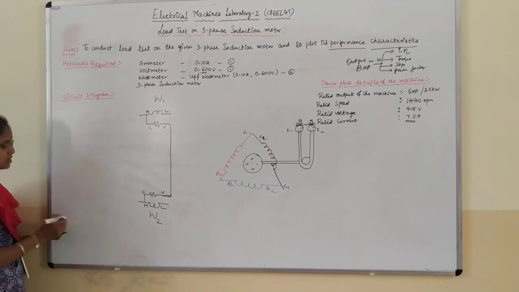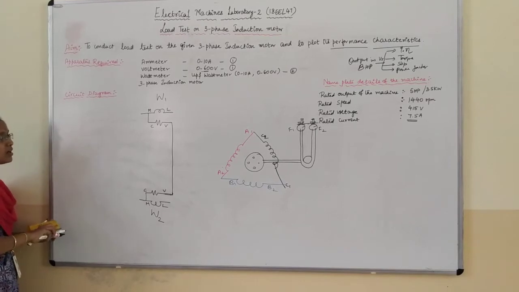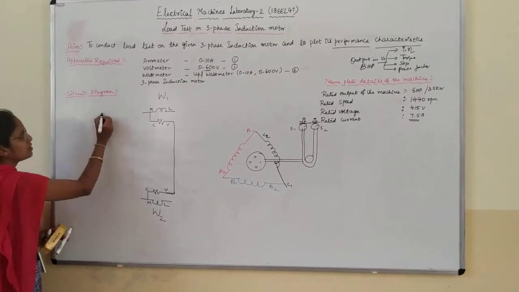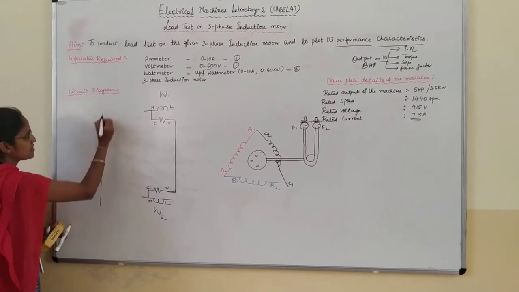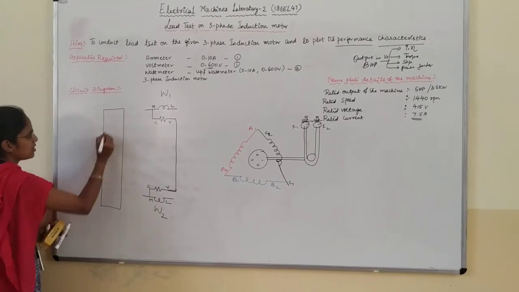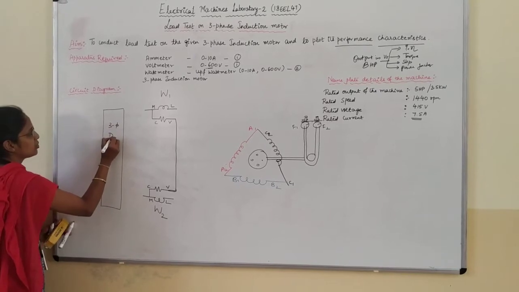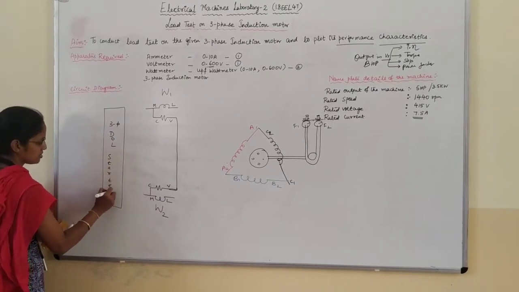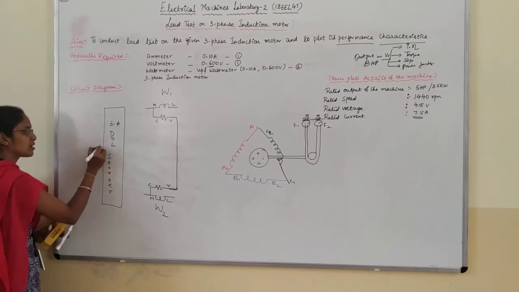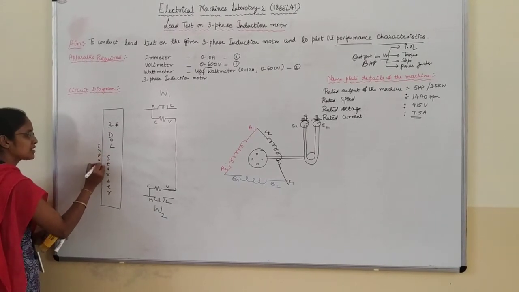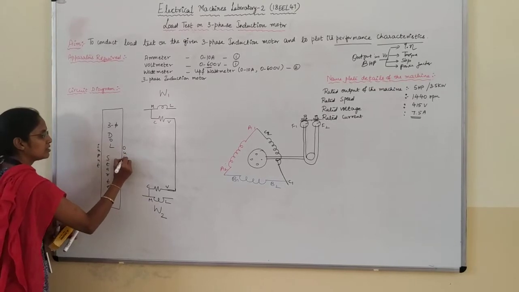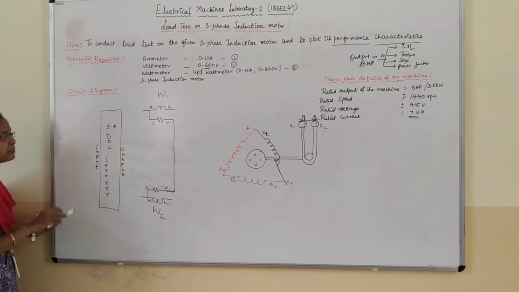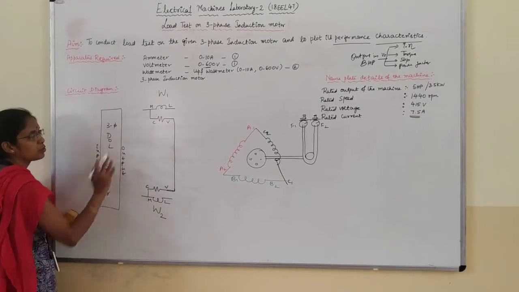The first part of the circuit is the starter. To start this induction motor, we require a 3-phase DOL starter. DOL means direct online starter. In this direct online starter, we will have both sides, input and output terminals. As for the output, let us connect the output part.